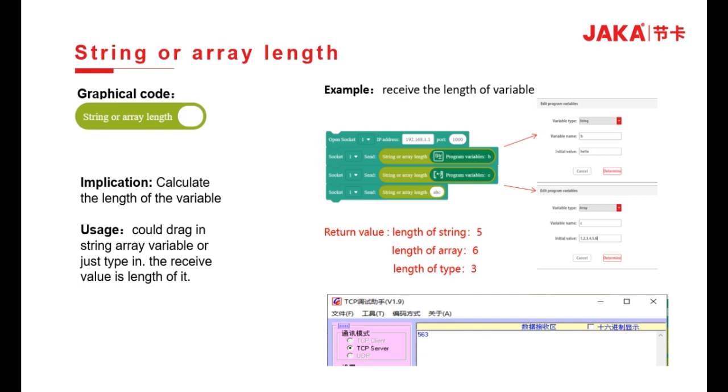As you can see, the result on the communication device, it gives us the length of the string by the word hello, which is 5 letters. Then it gives you the numbers inside the array, which is 6, and then the number of letters in the string A, B, C, which is 3.